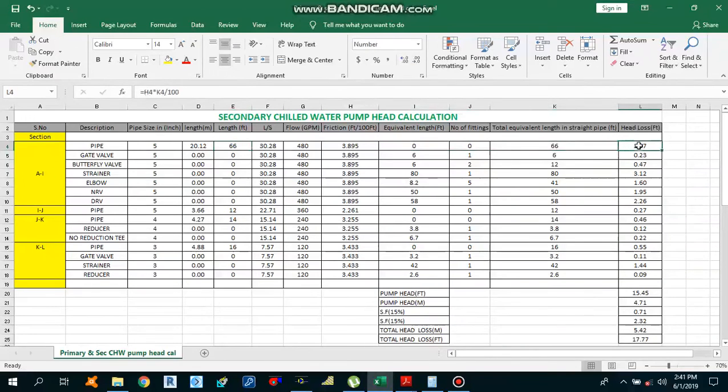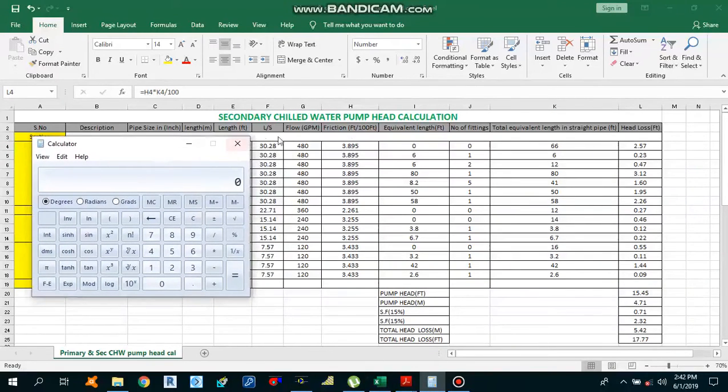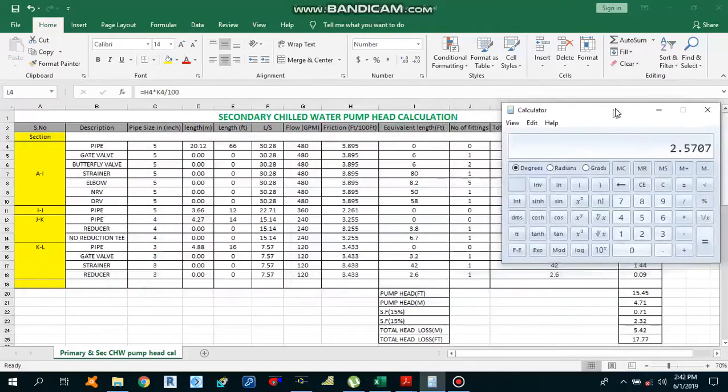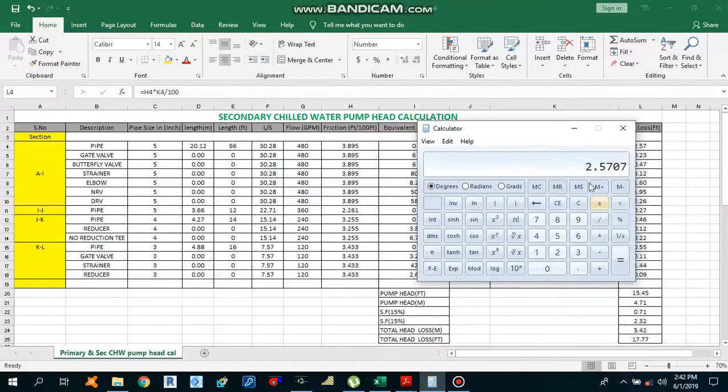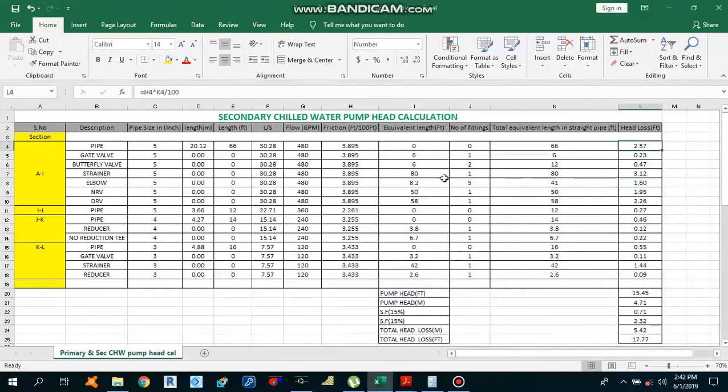Moving to our next column, that is head loss. How did we get this head loss? We simply need to multiply the friction, in feet per 100 feet, which is 3.895, with the total equivalent length in the straight pipe, which is 66. If you divide it by 100, you will get the head loss. With a 5-inch pipe size and that much friction rate, we get a head loss of 2.57 feet.